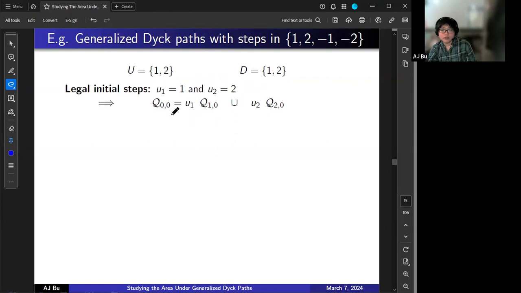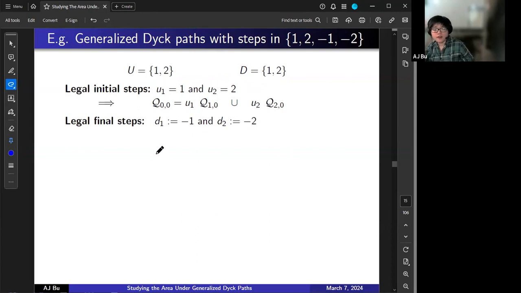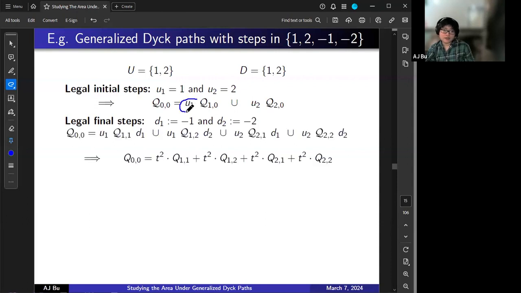So therefore, that gives us that Q 0, 0 is either going to start with the step that goes up 1 unit, and then whatever follows is going to start at height 1, or it's going to start with U2, and then whatever follows is going to start at height 2. And then our legal final steps are D1, which goes down 1 unit, or D2, which goes down 2 units, right? So for each of these, we're just going to take the possible last steps and separate them. So if D1 is our last step, we're going to end at height 1. And if D2 is our last step, we're going to end at height 2, right?